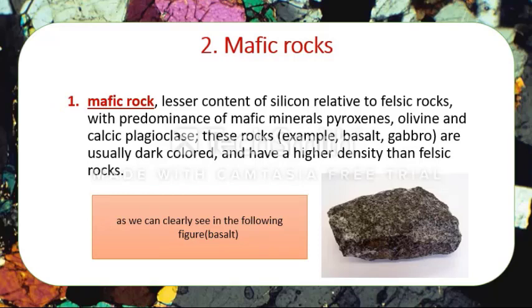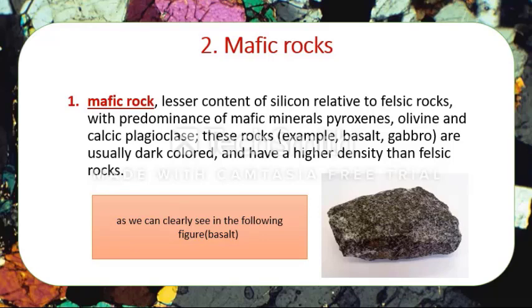The mafic rock has a lesser content of silicon relative to felsic rock. So the mafic silica content is less than felsic rock, with predominance of mafic minerals: pyroxene, olivine and calcic plagioclase. An example of this rock is basalt. As we said, basalt is related to gabbro, its equivalent rock, which is gabbro. They have the same mineral composition but different texture.